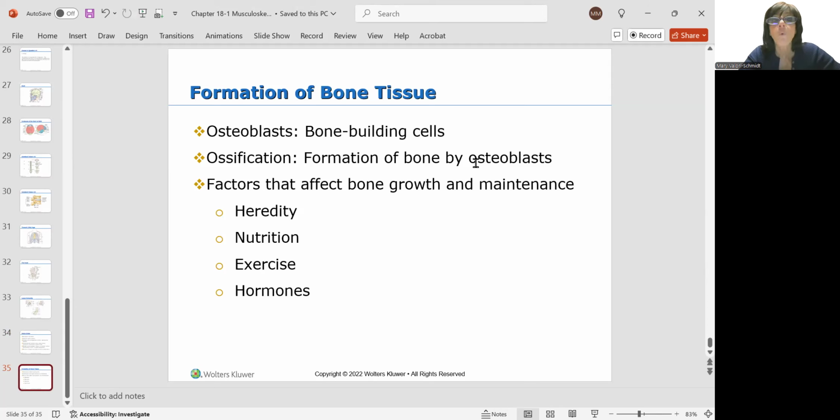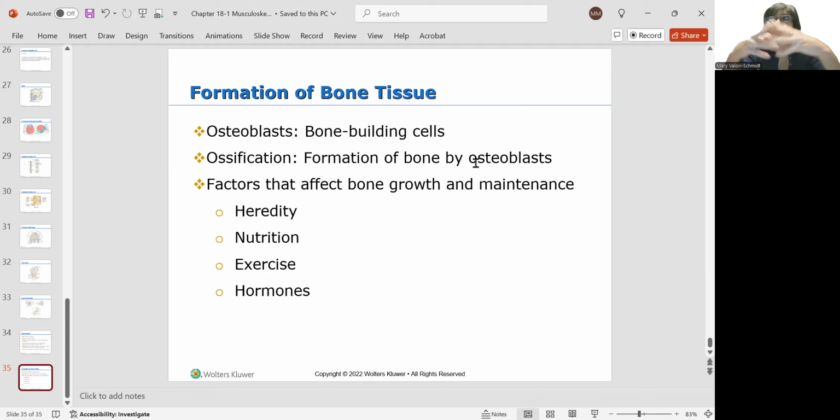And then how is bone formed? So you need to know like an osteoblast. Those are the cells that actually form bone. So no osteoblast, no bone. Ossification is the formation of the bone when the osteoblasts all get together and make a bone.